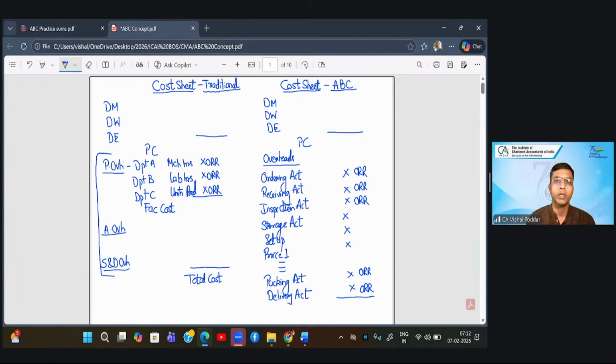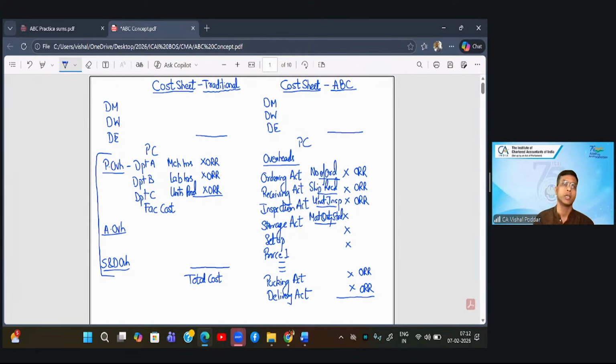Now, what is the base? The base you can identify from the name of the activity. So if it is ordering, it is the number of orders. If it is receiving, it is shipments received. If it is inspection, it is units inspected. Storage, so material quantity stored, and so on. So for each activity, you will have a separate base and you will have a separate rate.